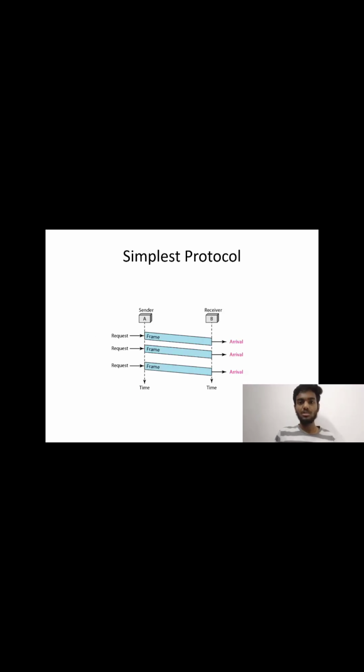So this is just a diagram of how it works. Sender A sends the frame, and receiver B is also ready to accept it. Again he sends another frame, and in the meanwhile receiver B receives it. The sender does not worry about whether the receiver has received it or not. It will continuously send, and in most cases the receiver will accept it.